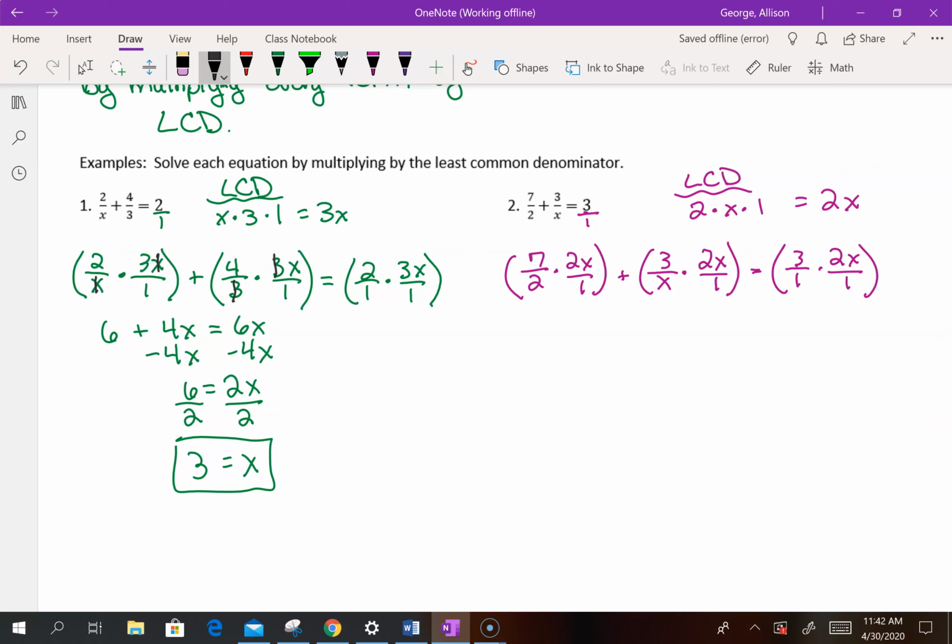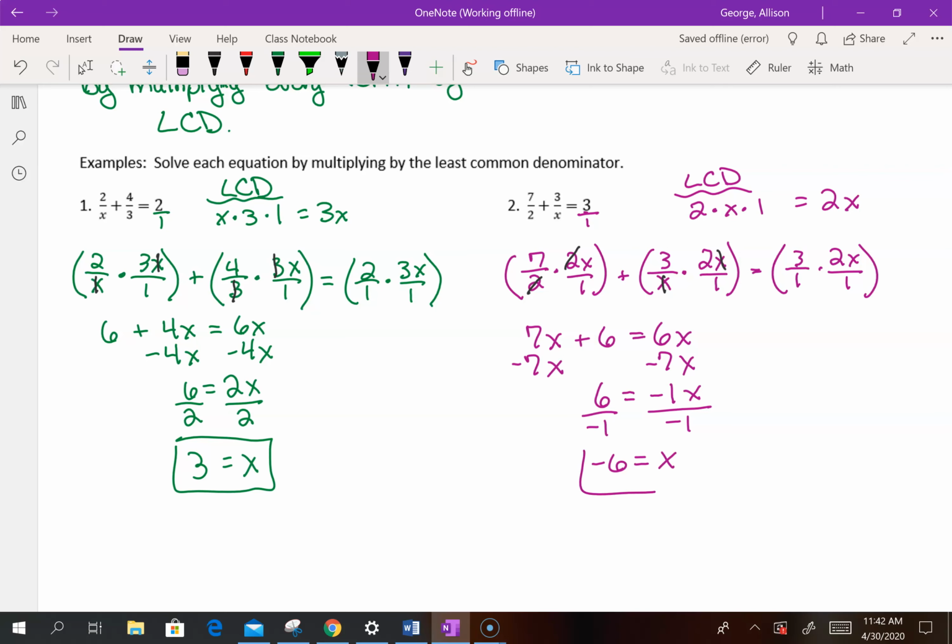Alright, then check, see what you can cancel. So in this one I can cancel my 2's. In this one I can cancel my x's. Can't cancel anything in the last one. Alright, so that's going to give me 7x plus 6 equals 6x. Alright, so I'm going to subtract 7x from both sides. So I'm going to have 6 equals negative 1x. And then I'm going to divide both sides by negative 1. Double check to make sure that works in the denominator. It does. So you're good.